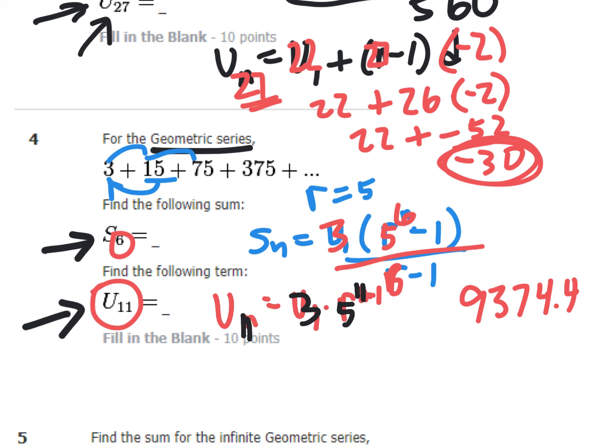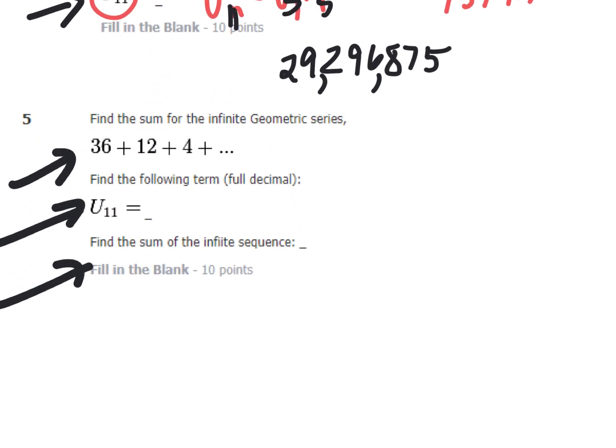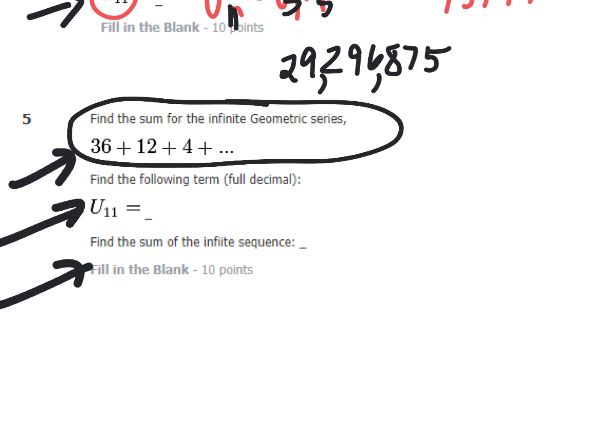And on this one, I came up with 29,296,875. Put in the commas like a normal person. All right, and if you've got this infinite geometric series, they're kind of hinting it's infinite, but you know what? If you want to keep going with a series, you can always keep going. So they're kind of all infinite series, but this is the kind, since it's shrinking, that you can actually use that infinite sequence on. Okay, so one thing at a time.